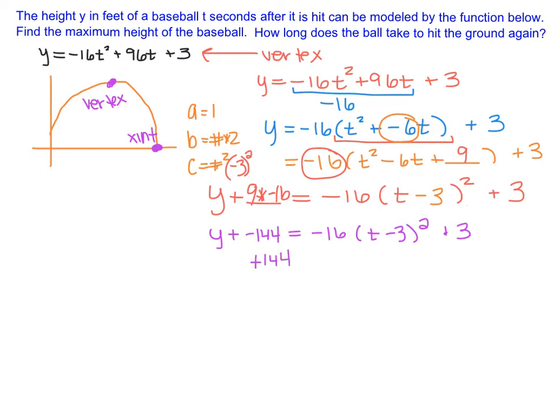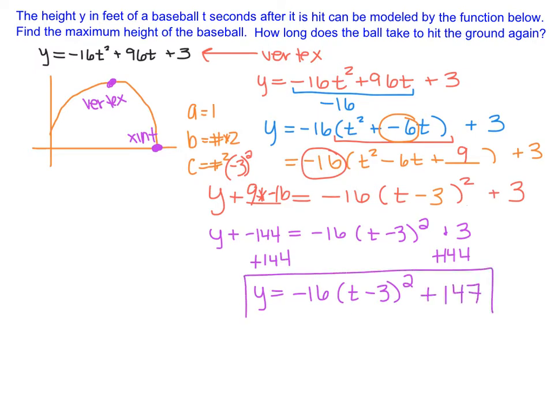So I add 144 to each side. I'm just going to combine it with the 3 because I can't add it inside the parentheses or anything with that squared on the outside. So my equation written in vertex form is y equals negative 16 (t minus 3) squared plus 147. So this is my equation written in vertex form.